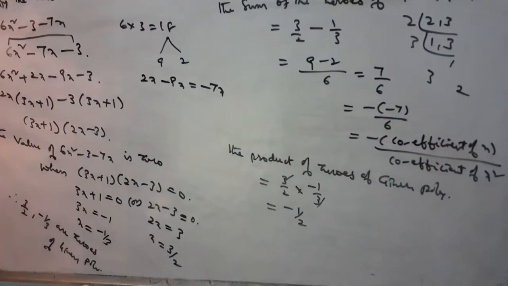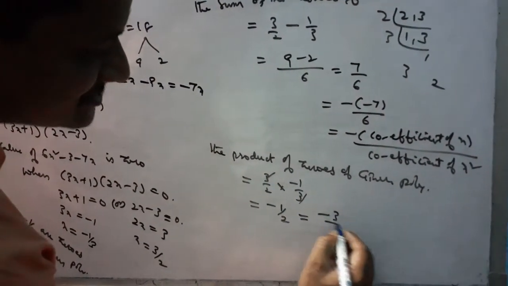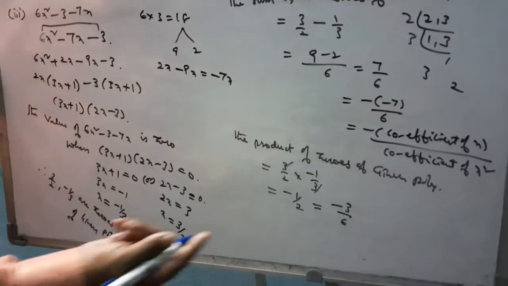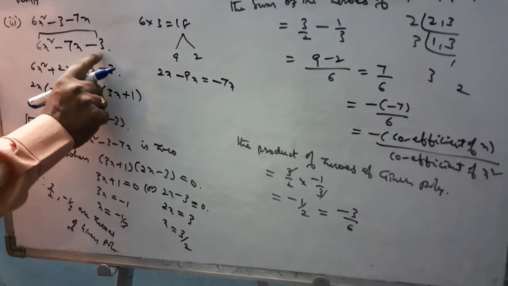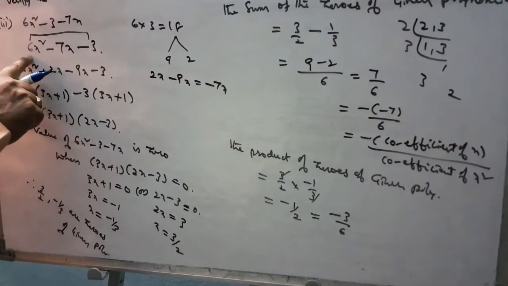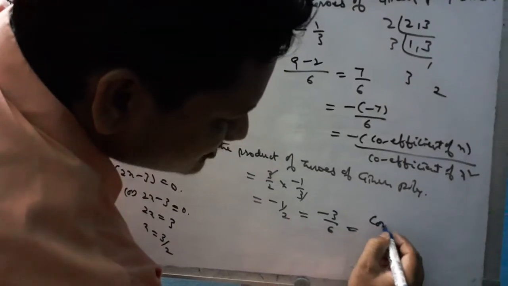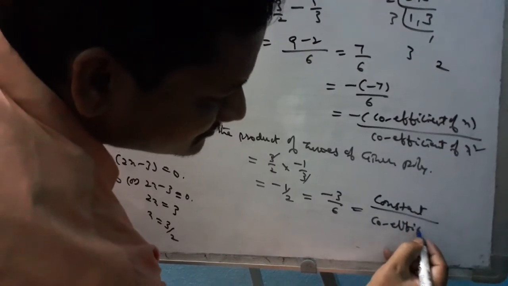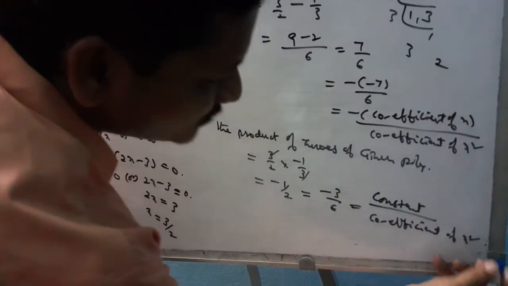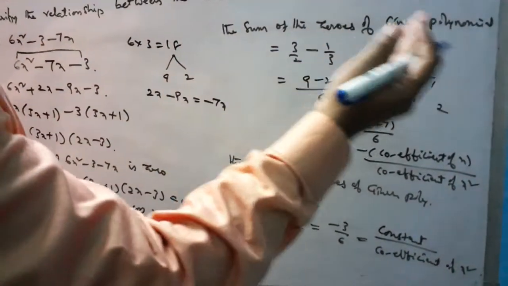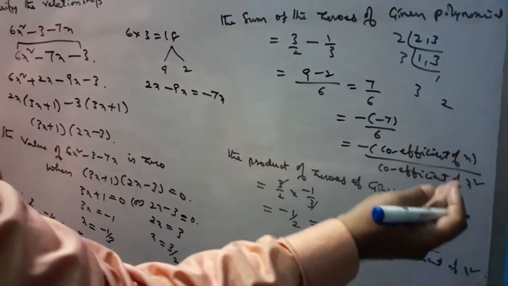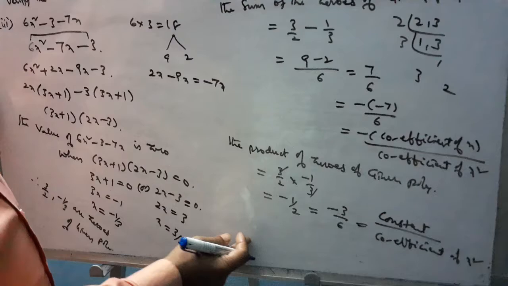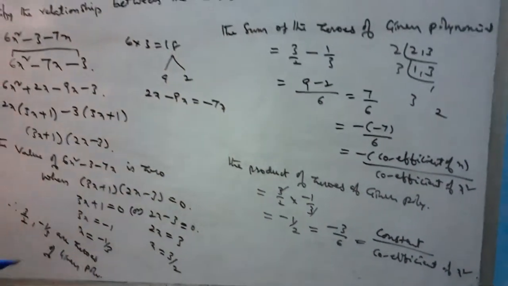Minus 1 by 2 we can write as minus 3 by 6. If you multiply the numerator and denominator by 3, we will get minus 3 by 6. Here minus 3 is the constant and 6 is the coefficient of x square. So we can write it as constant by coefficient of x square. Here the sum of the zeros of the given polynomial is equal to minus coefficient of x by coefficient of x square, and the product of the zeros is constant by coefficient of x square.